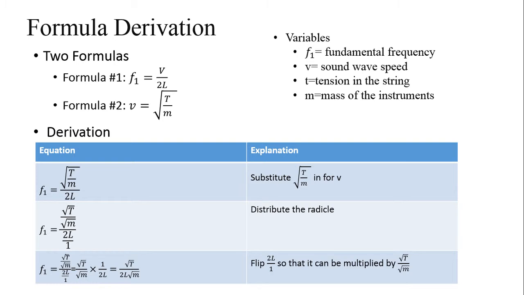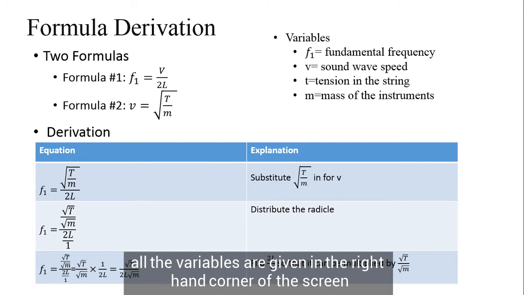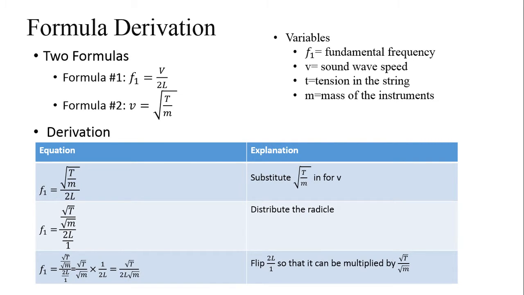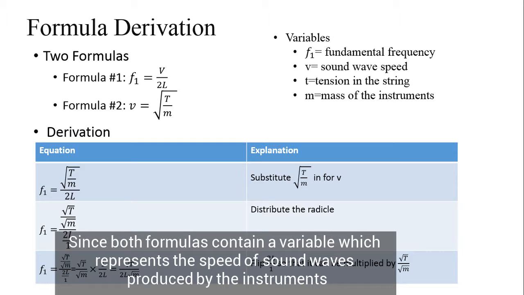To make sure we do not become confused about which variables represent what quantities, all the variables are given in the upper right-hand corner of the screen. This derivation is going to be simple because we are only going to use 2 formulas. The 2 formulas we are going to use are F1 equals V over 2L, and V equals the square root of T over M, where F1 represents the instrument's fundamental frequency, V represents the speed of sound waves produced by the instrument, L represents the length of the string, T represents the tension of the string, and M represents the mass of the instrument.